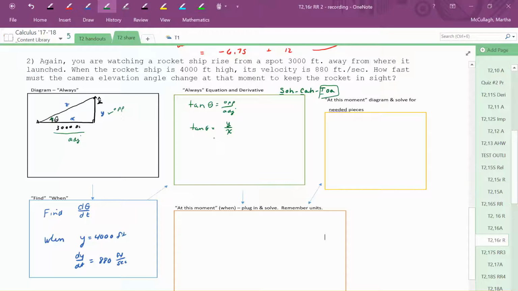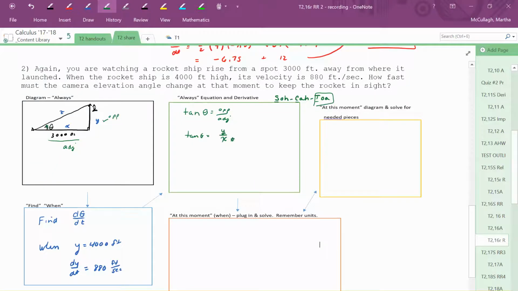Well, up above we said if there's a value that's not changing, I can go ahead and put that in. And x is not going to change. My camera isn't going to get closer to the launch pad, so I've got y over 3,000.